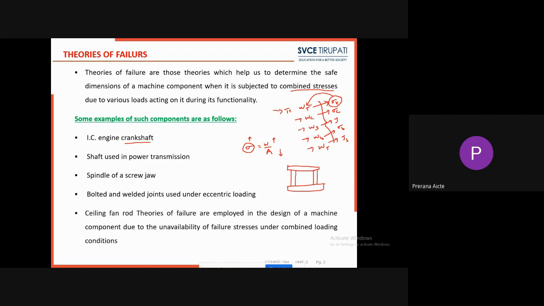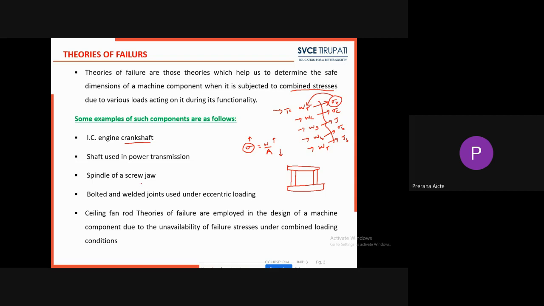Clear. So any system like shafts or screw jack or any bolt or gaskets, flywheel, gears, gear assembly, steering mechanism, a small washer. For each and every mechanical component, first you check the theories of failures to see whether it can work in the given loading conditions. That is the main motto and the main use of the theories of failures.